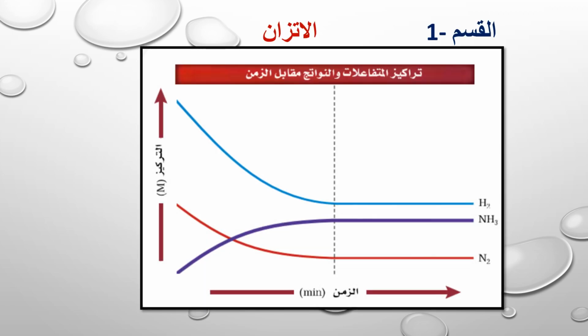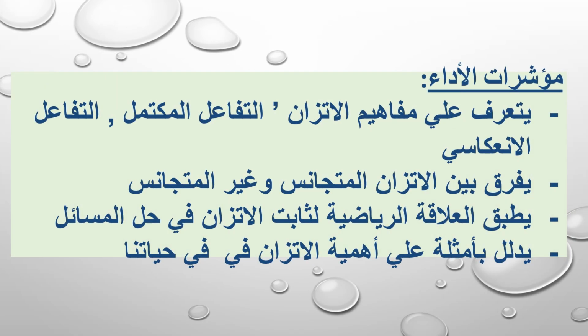This video is about chemical equilibrium, specifically focusing on the first section about the state of chemical equilibrium. We will explore the state of chemical equilibrium in this section. The performance indicators for this lesson include recognizing the concepts of equilibrium, complete, and reversible reactions. We will differentiate between homogeneous and heterogeneous equilibrium and apply the mathematical relationship for the equilibrium constant to solve problems. Finally, we will illustrate the importance of equilibrium in our lives with examples.